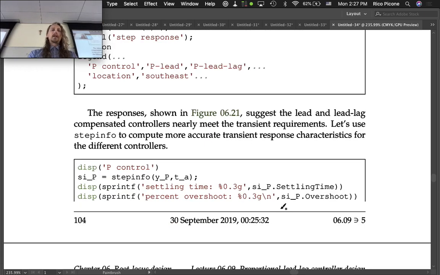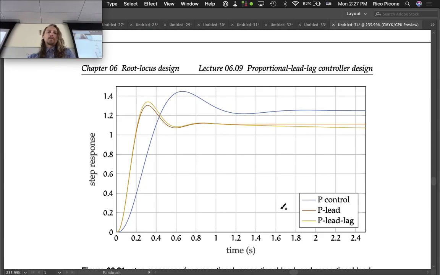We look at figure 6.21. We see that with P control, first of all, our overshoot and settling time certainly seem too big, and our steady state error is too big, right? So the P lead fixes the transient aspect for the most part, but it has an issue fixing the steady state error because it ends at like 1.1 instead of 1. So that's that 0.1 error, right?